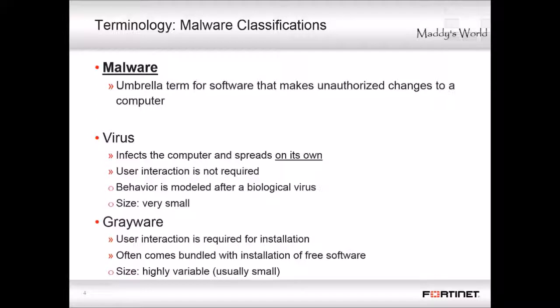There are two types of malware: viruses, which infect the computer and spread on their own, and Grayware, which requires some kind of user interaction in order to actually infect. As a simple comparison, you can turn your computer on and do nothing, and it can become infected with a virus. Whereas with Grayware, it will not be infected unless you actually start doing things manually.